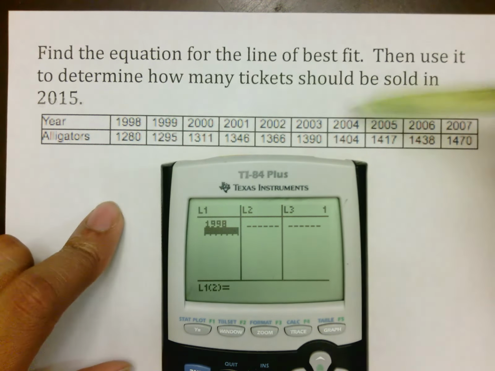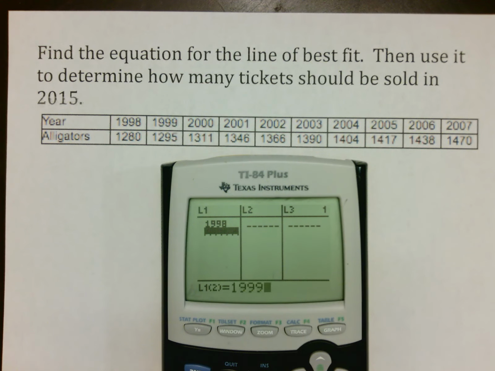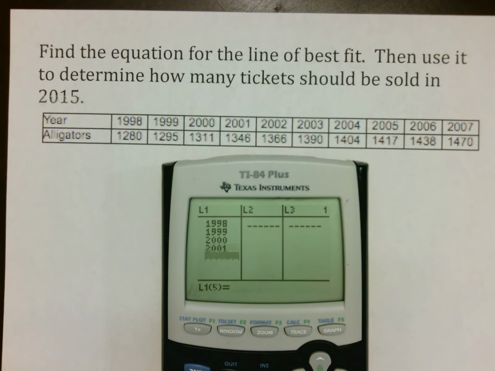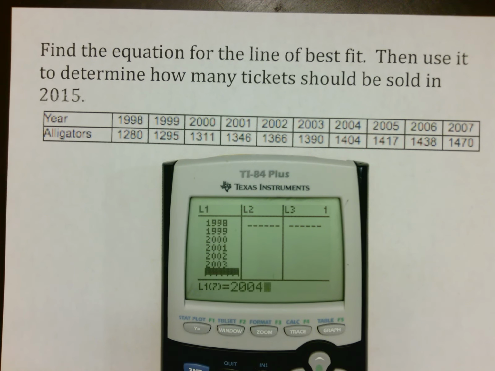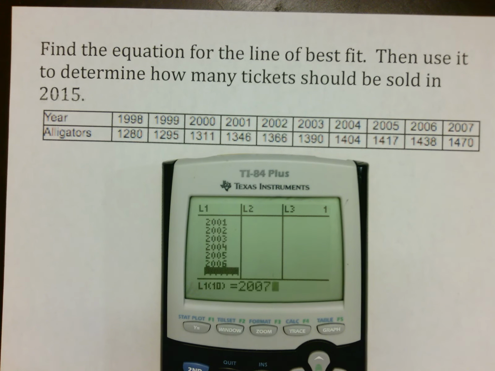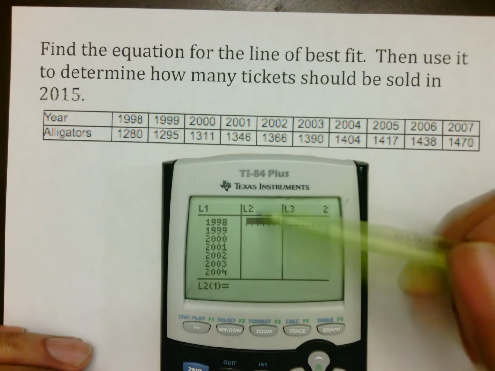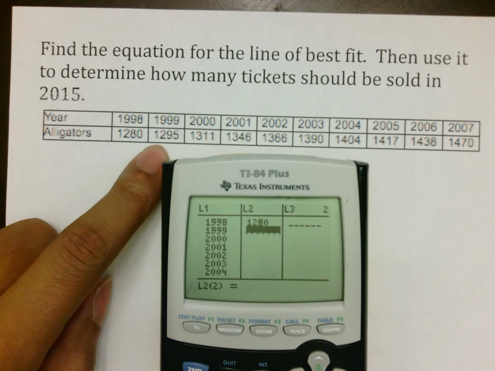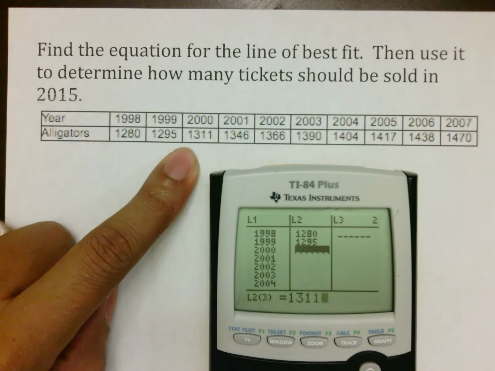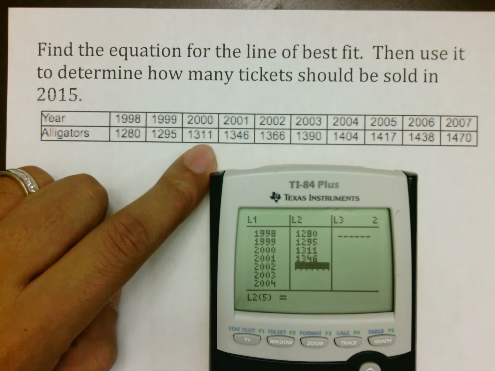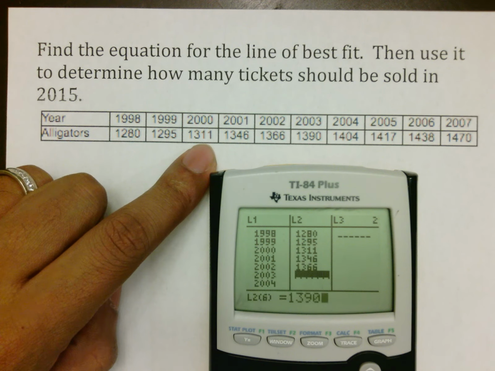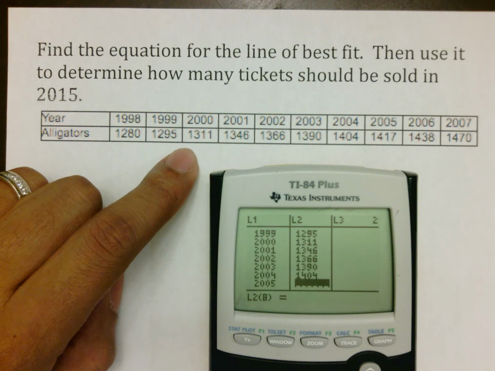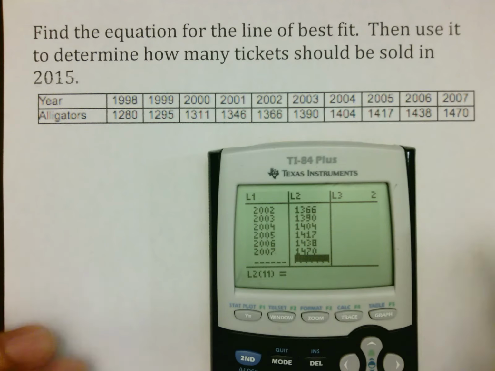Make sure there's nothing funny going on. So 1998 to 2007. And from there, again, you arrow over to your second part and you type these numbers in. So 1280, 1295, 1311, 1346, 1366, 1390, 1404, 1417, 1438, 1470. Now, I will admit that knowing me, I might have made a mistake somewhere.